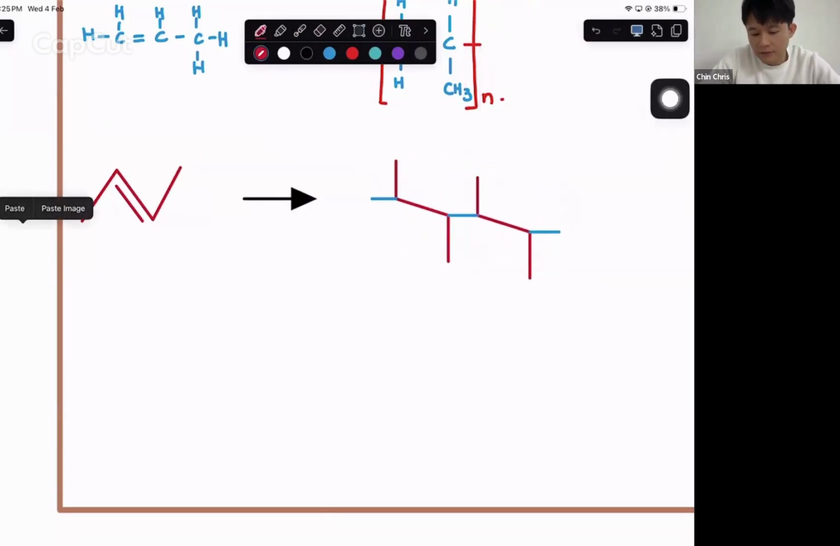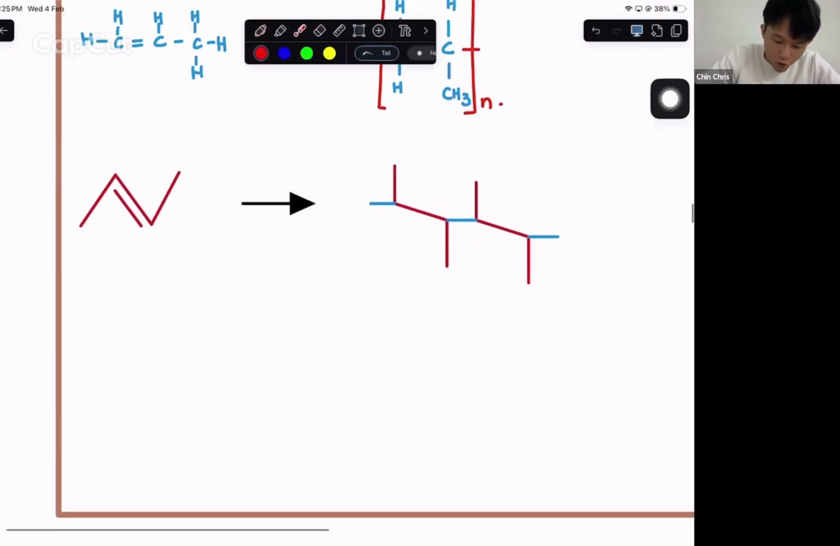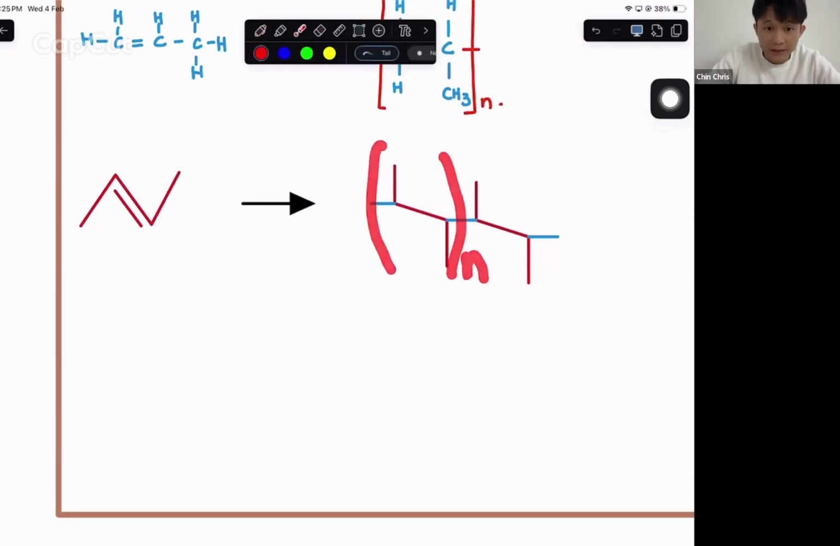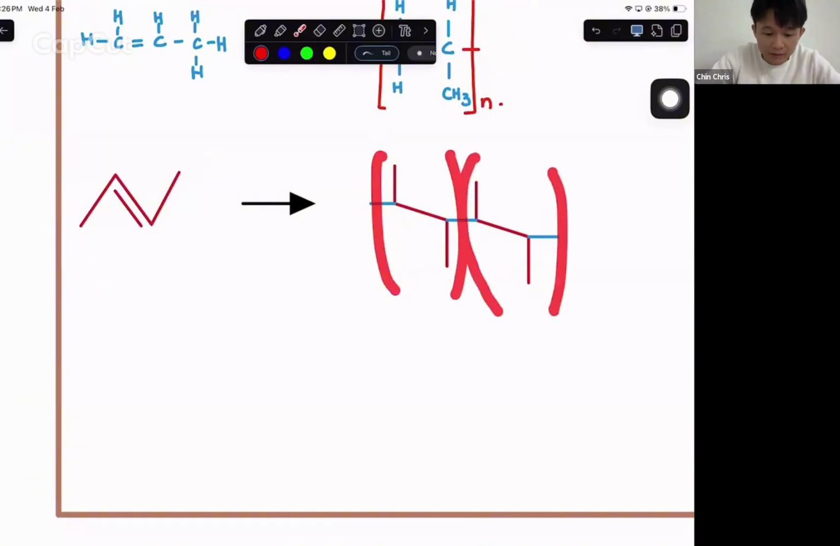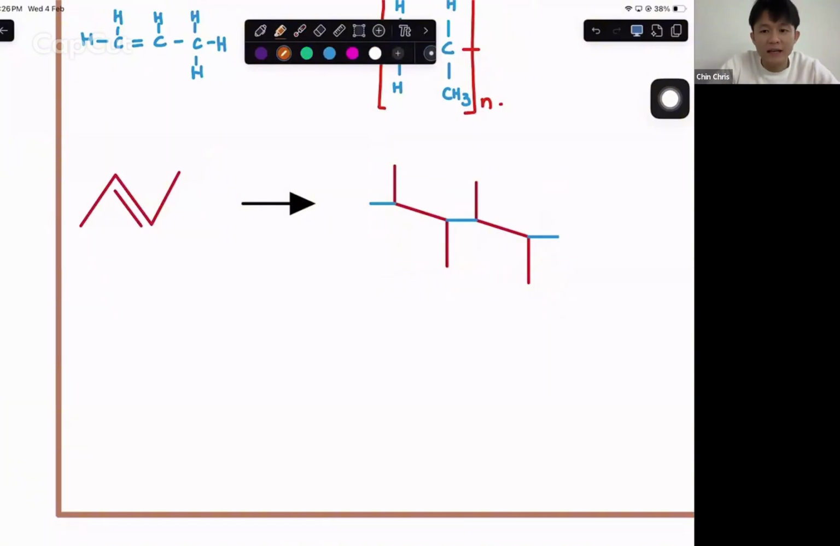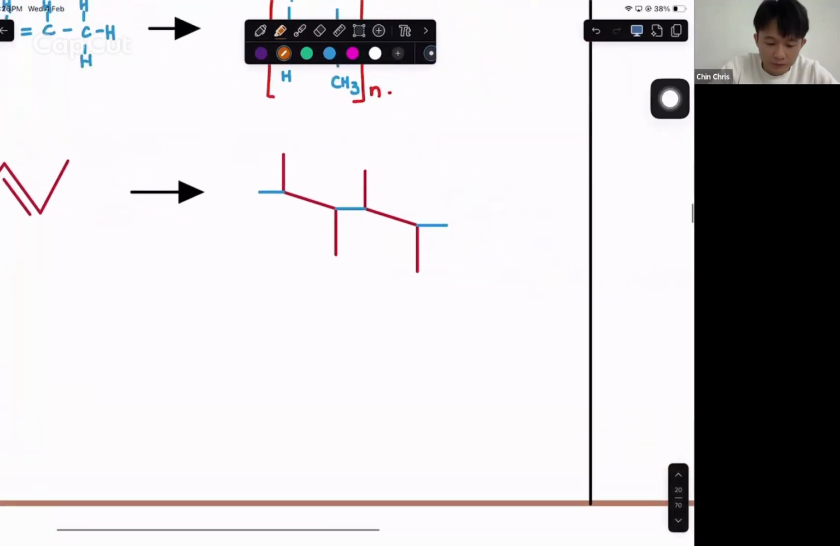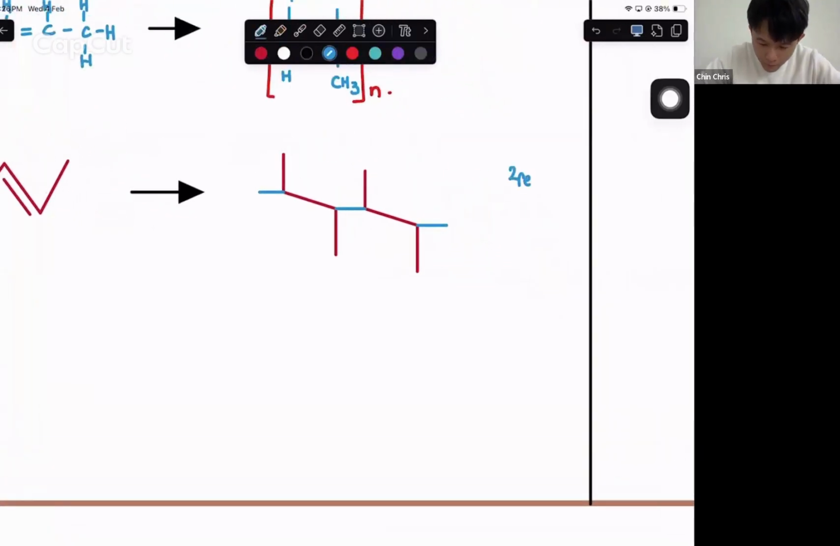Or you can just draw it like that, and it's the same thing. If you want to see two repeating units, this is your two repeating units. You can see this is one, this is two. I'm just going to put my answer like that. So these are the two repeating units. Clear? Fine.